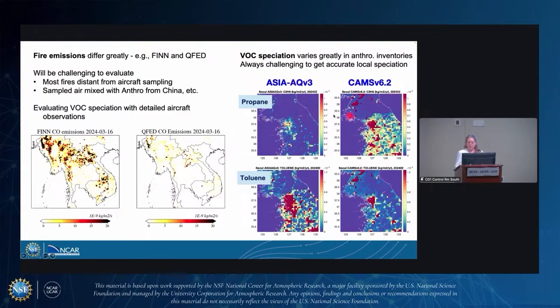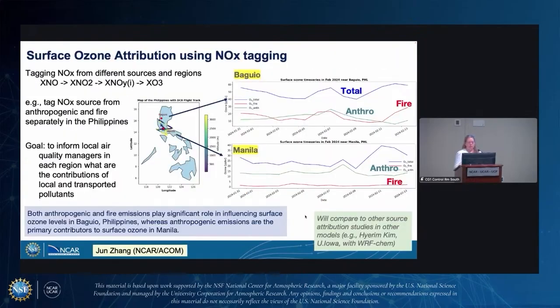Propane is very different, toluene is different. So having the different ratios of these reactive hydrocarbons can make a big difference in ozone production. So now to what some other people are doing.